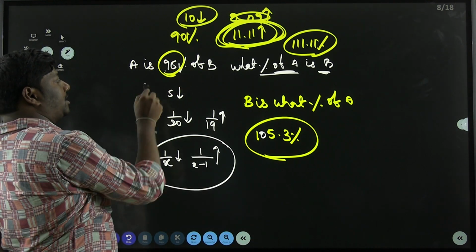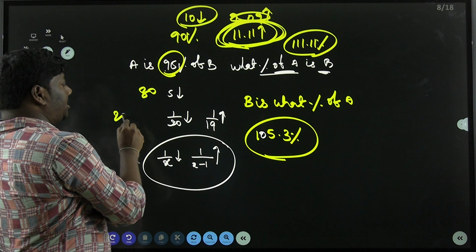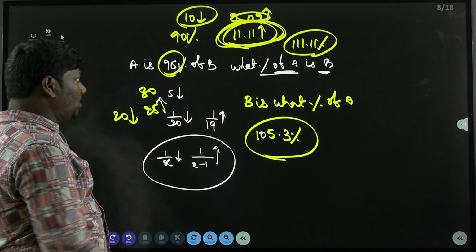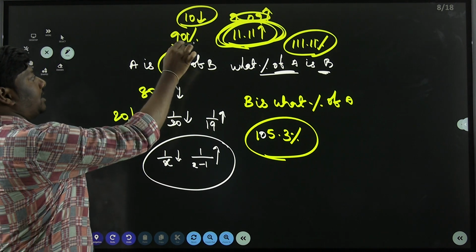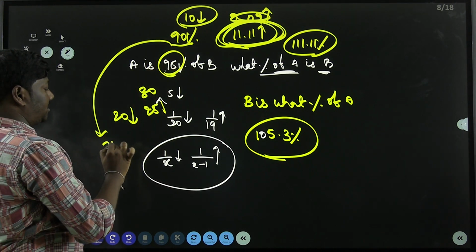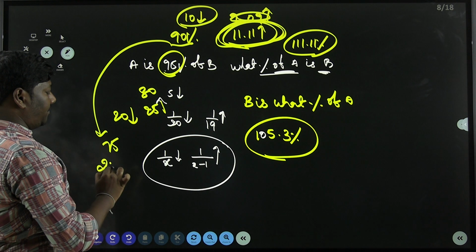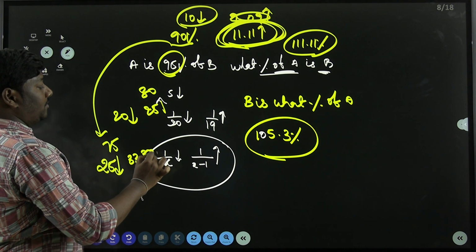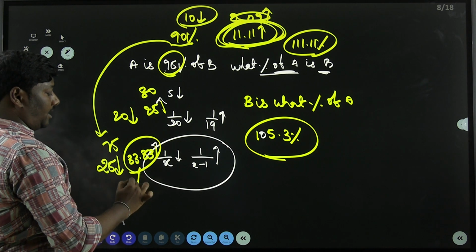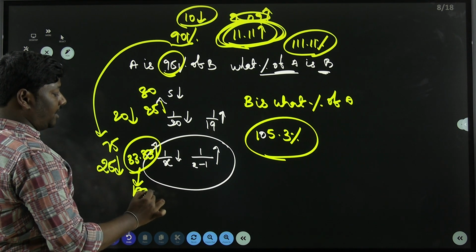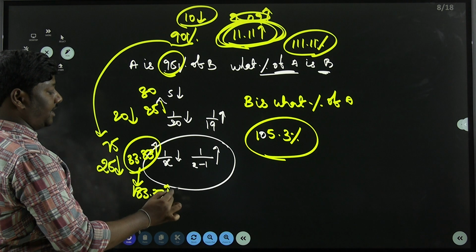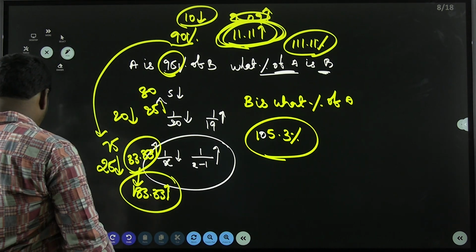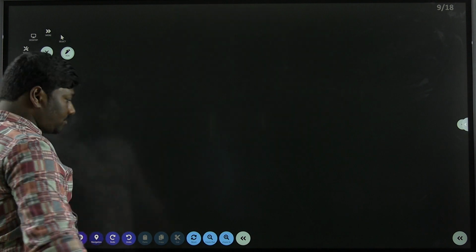Instead of 90, they may mention 80. If it is 20% less, the other one will be 25% more. Instead of 90, they may also ask you 75%. 75% means 25% less. So, you can say 33.33% more, which means your answer becomes 133.33%. So, be ready for these kinds of questions, increase and decrease, less and more. That is also one of the important concepts in percentages.